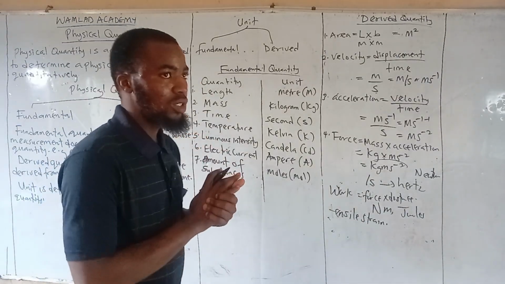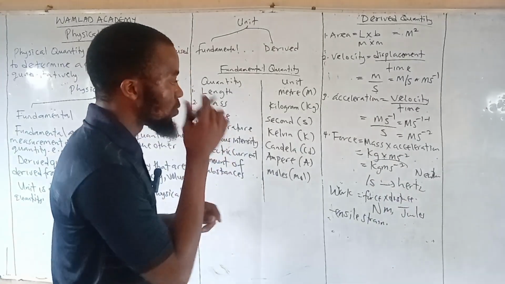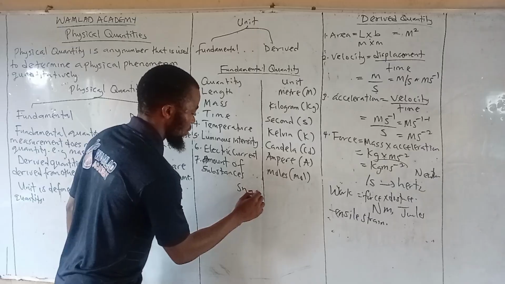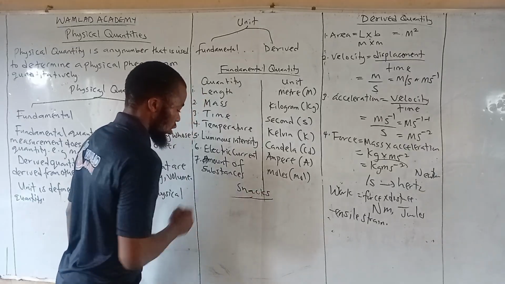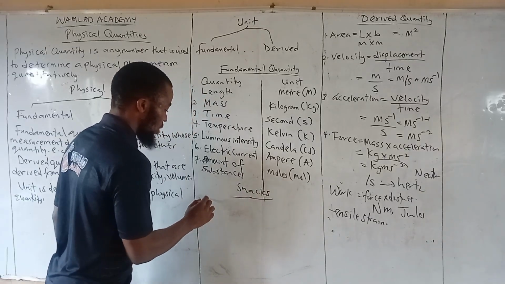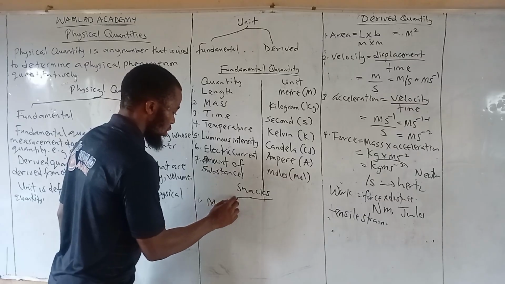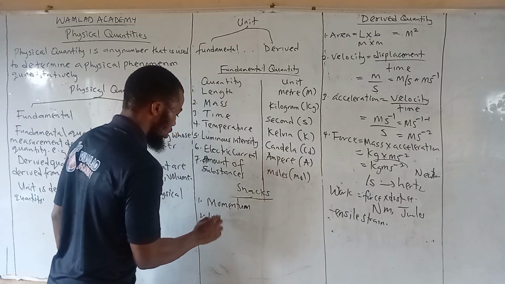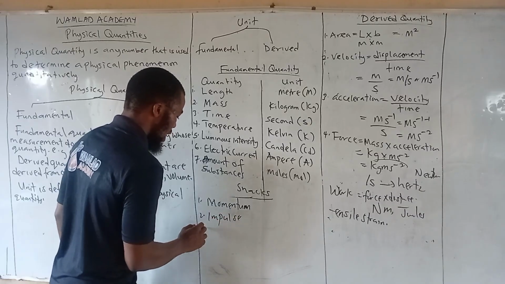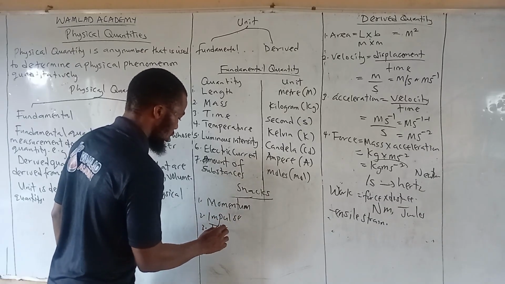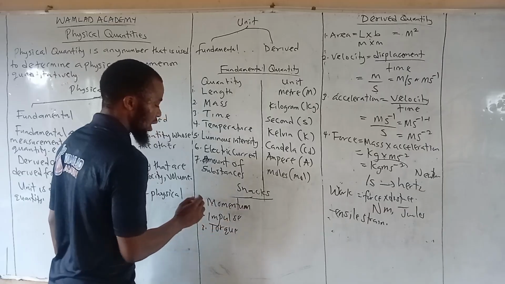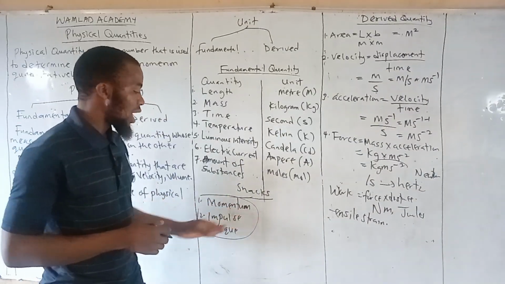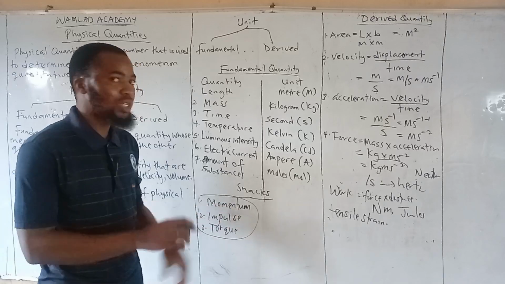I believe you understand what we did today. So before you go, let me give you one question to solve. Let's call this snacks. Let's say you have momentum, you have impulse, and three, you have torque. So for these three quantities, they are derived quantities. Find their formulas and what will be their units.